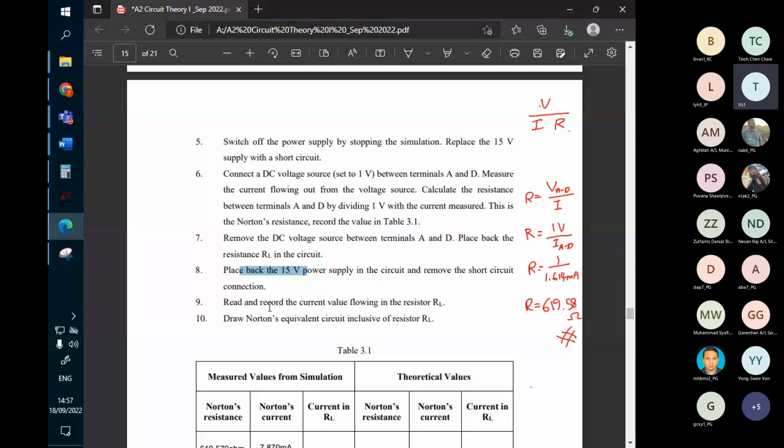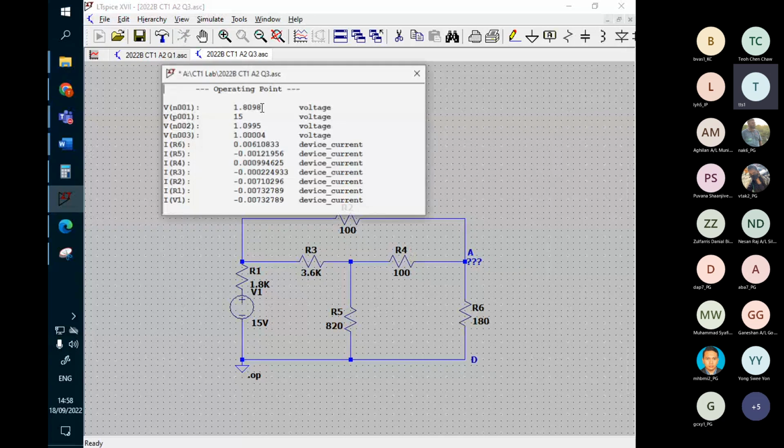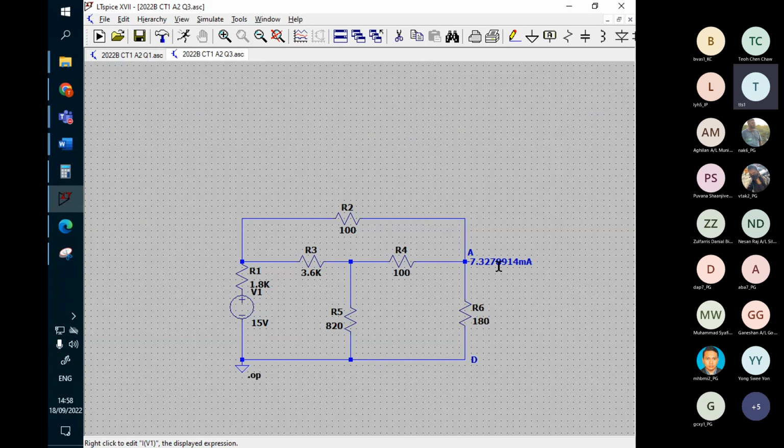Let's see. Now we need to record the current flow through the RL. This is easy, right? To measure the current flow through this is easy. That means the current flow through R6. Okay, R6 is RL. The actual current flow through the external load. This is not the Norton current. This is the current flow through the load. So now we have the current here.